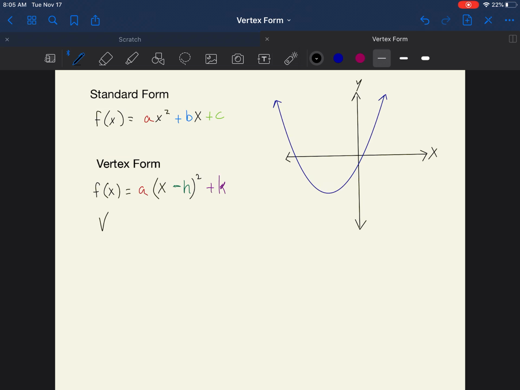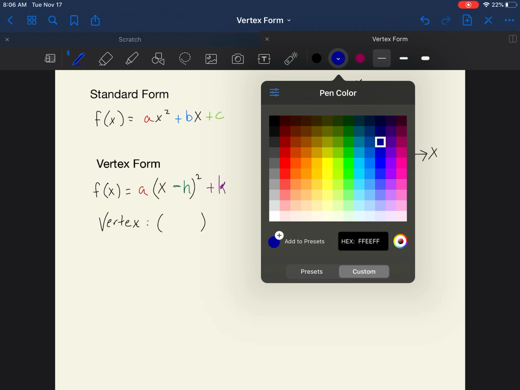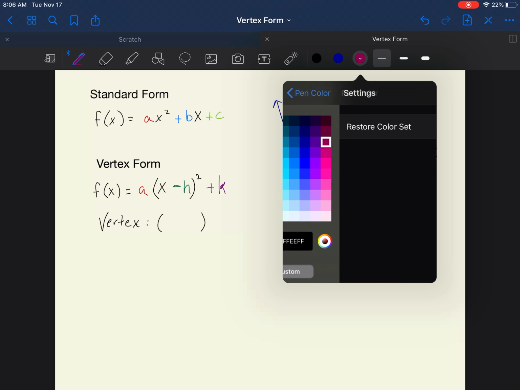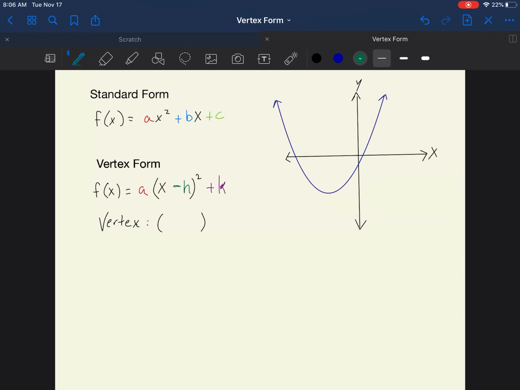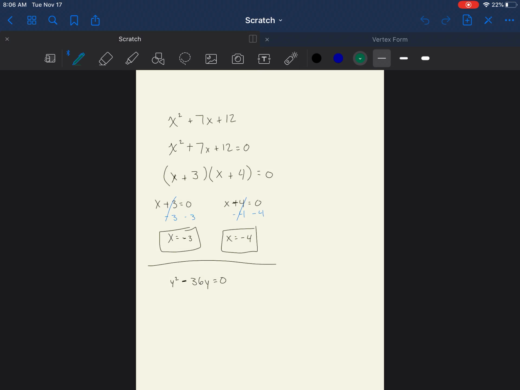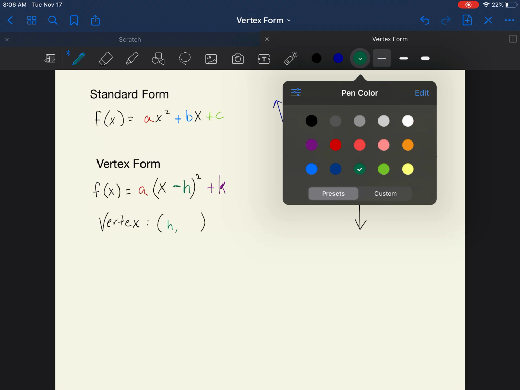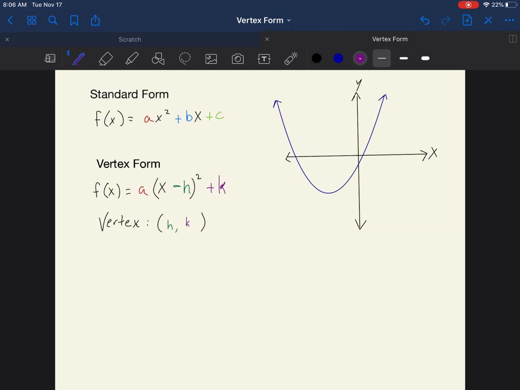Our vertex here is going to be at the point h, k, okay? So our vertex form actually tells us where our vertex will be.